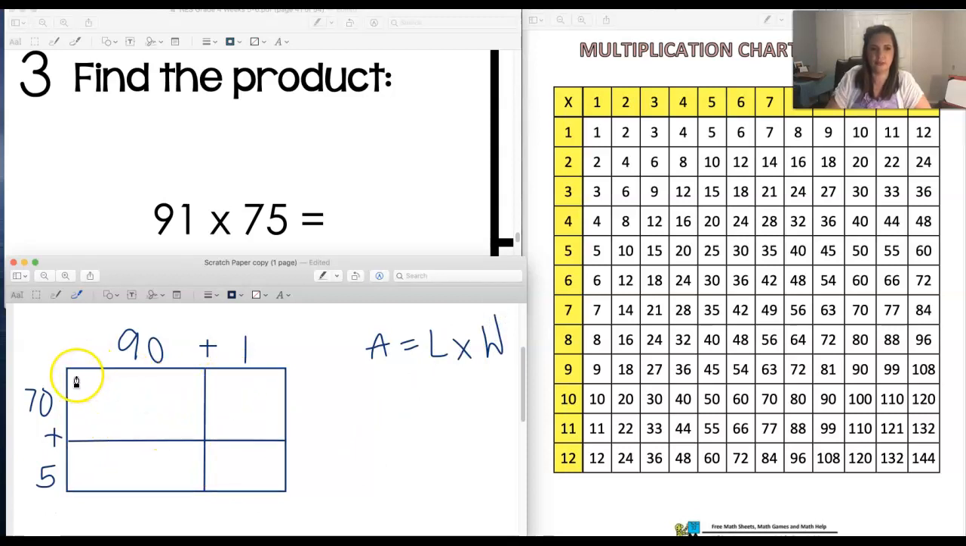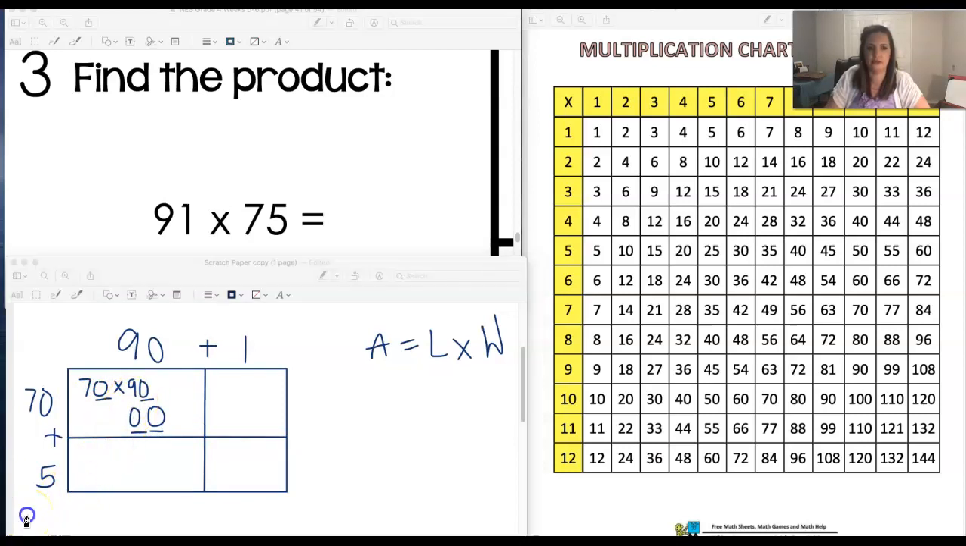Starting with this first box, I'm going to do the length, which is 70, times the width, which is 90. Because these are multiples of 10, remember you have the trick that you can count the zeros at the end, and that same number of zeros will be in your answer. Then I can simply say 7 times 9. Let's go to our multiplication chart.